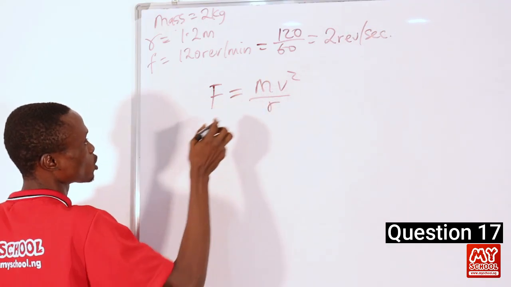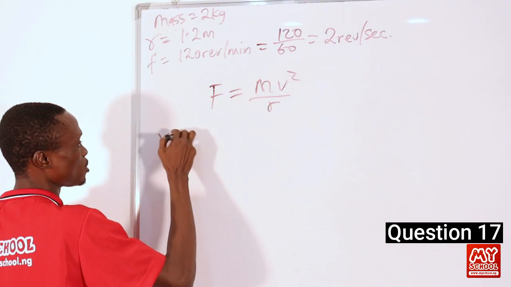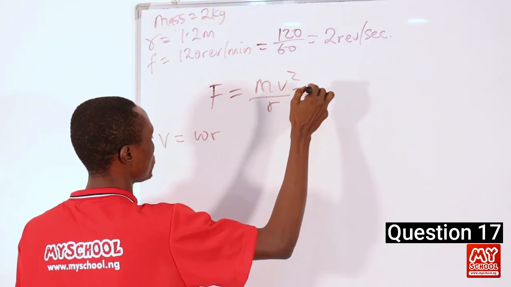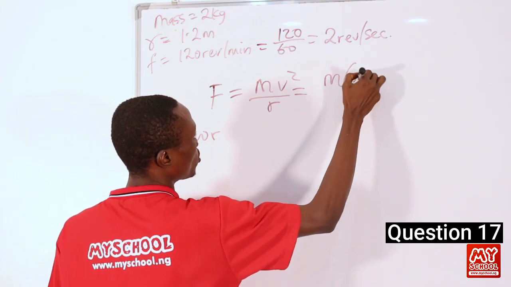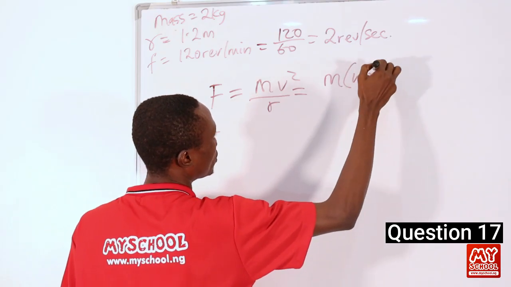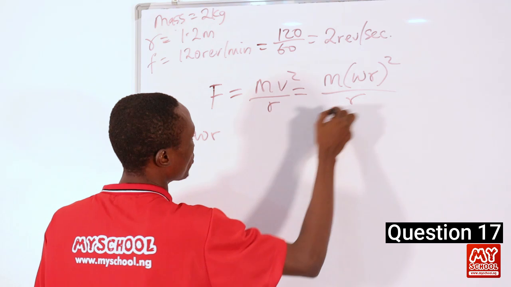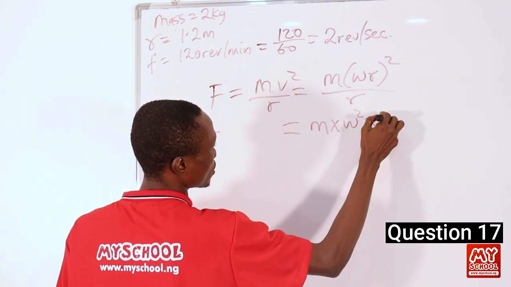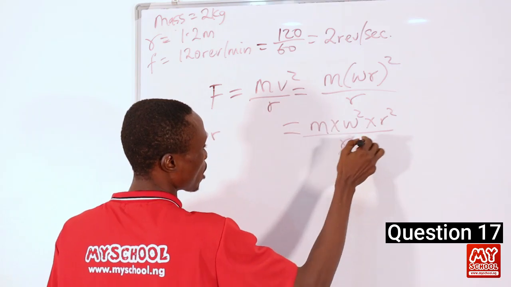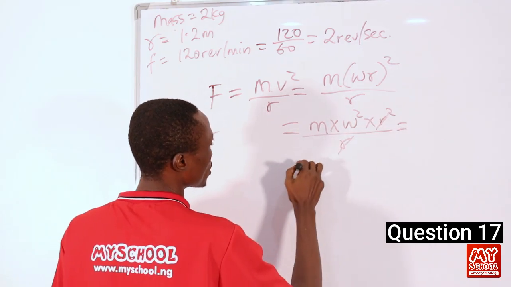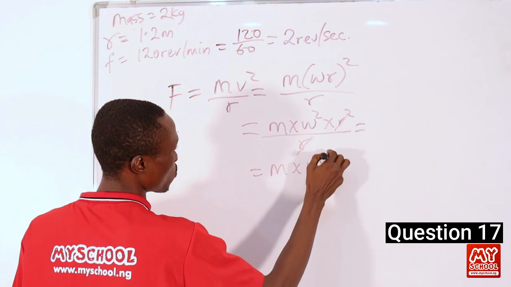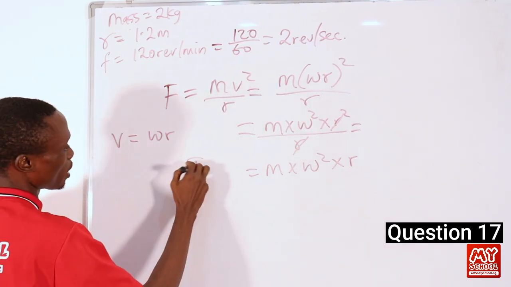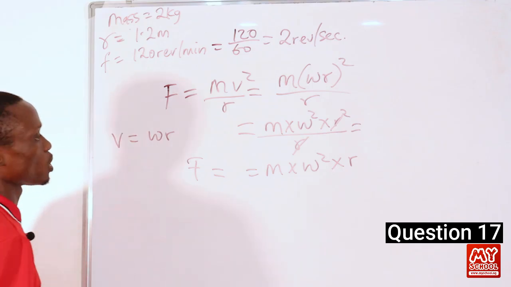But from this question we don't know v, but we know that v is equal to omega r. So we can substitute the value of v into this equation. That leaves us with m times (omega r) squared, all over r. So this will be m times omega squared times r squared all over r. One r will take out an r here. So that leaves us with m times omega squared times r. So our F is equal to m omega squared r.